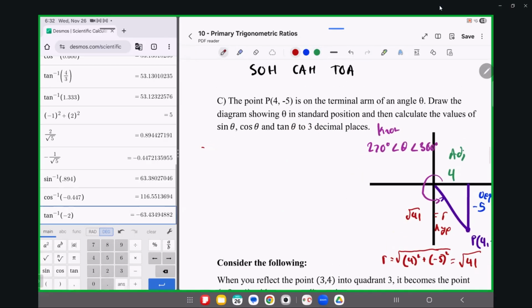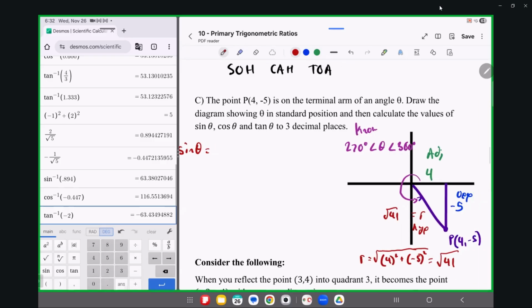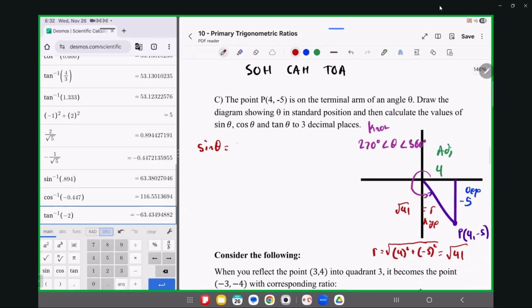So sine theta will be equal to opposite over hypotenuse. This time around, the opposite is -5, so this will be -5 over the square root of 41. And again, we'll have to do that round to 3 decimal places thing, so we'll do that afterwards. Cos of theta is equal to the adjacent over the hypotenuse, so this will be 4 over the square root of 41. And tan theta will be the opposite over the adjacent, so that'll be -5 over 4.